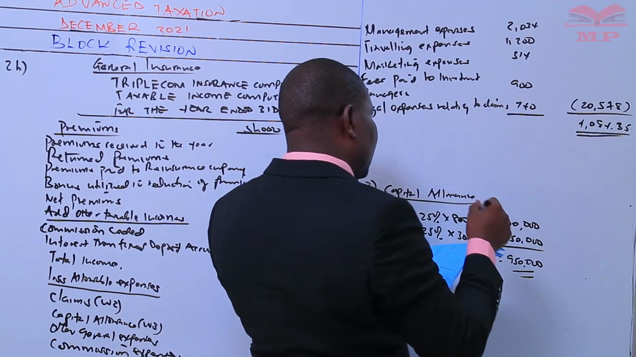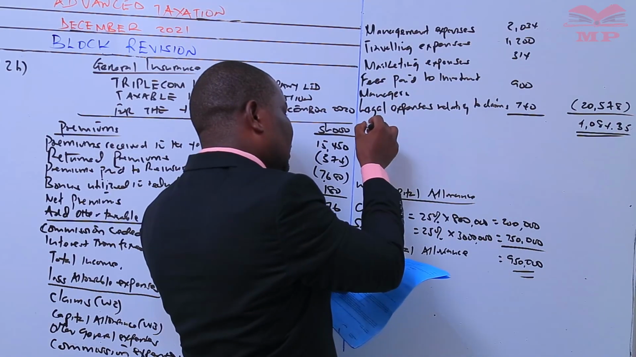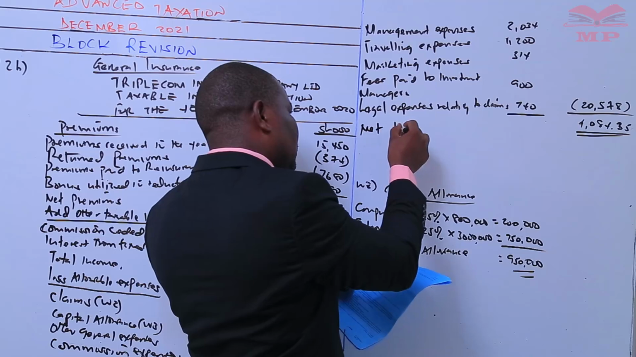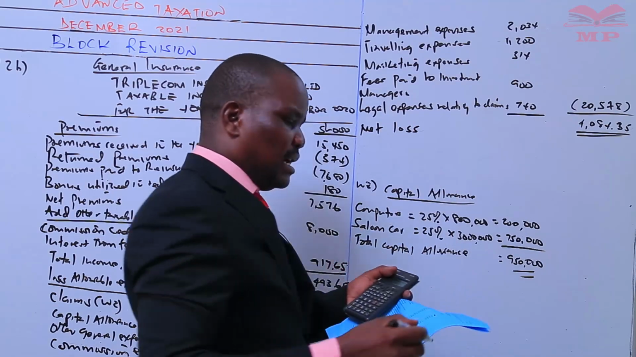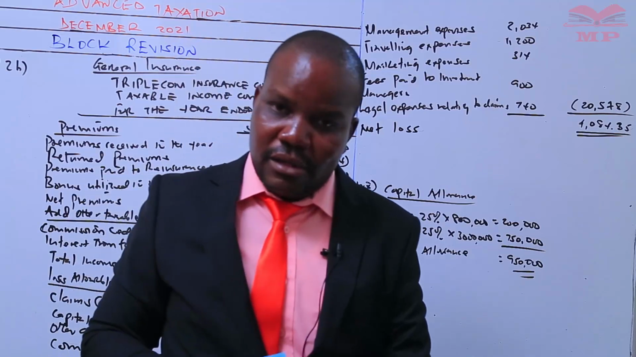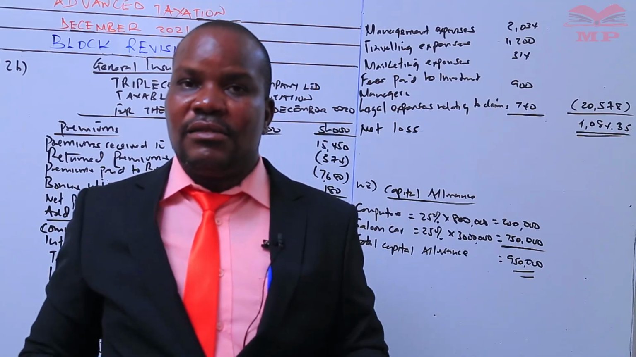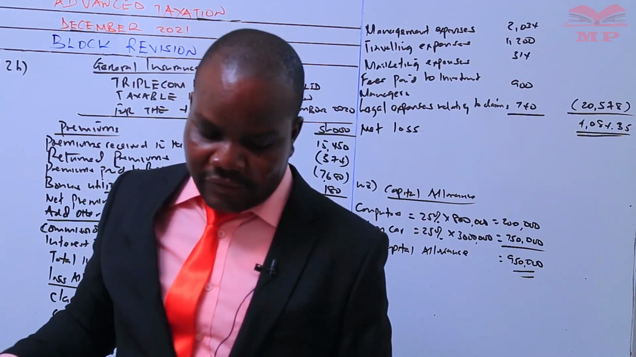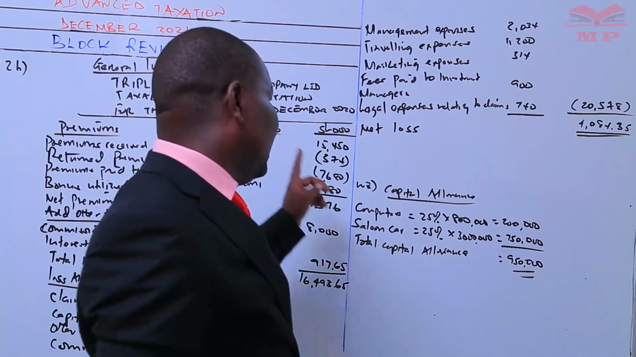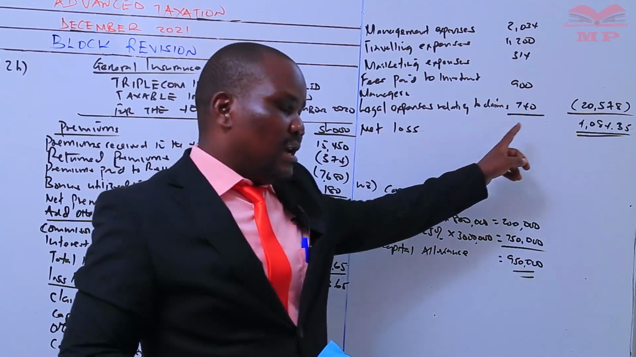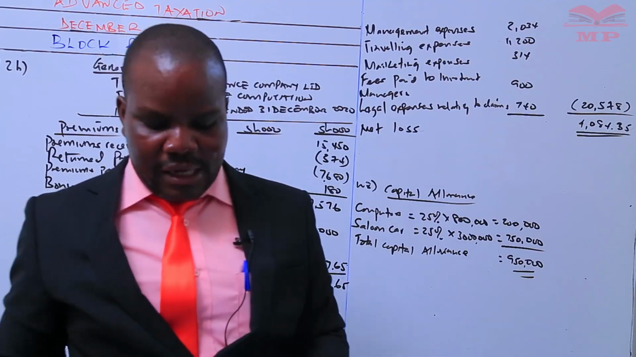So we call this adjusted loss, or rather net loss. Because it is a net loss, it cannot attract tax. Now we know that tax is imposed on incomes, and for a business firm, income is profit. So because in this particular case, under general insurance, the firm realizes a net loss, that would not attract a tax.